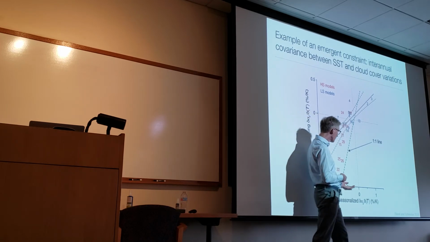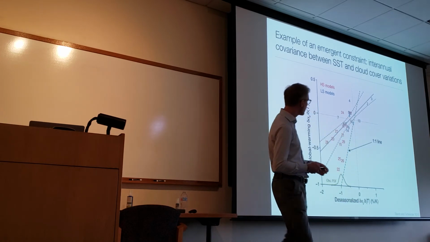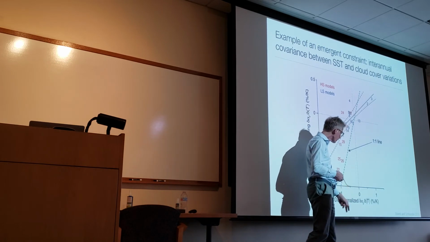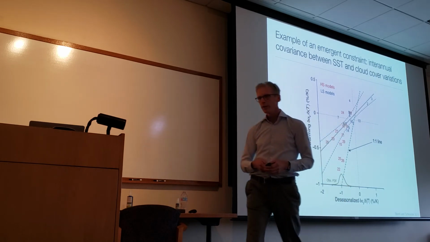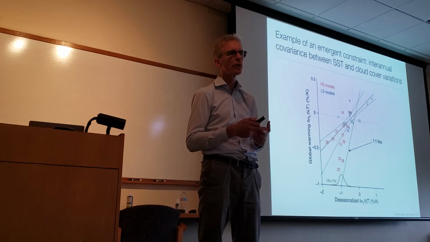But now you can just use this covariance directly as a term in the objective function, minimize the mismatch between observations and what the models do, and hopefully get a model that simulates present climate better, but there's good reason to believe it will also have better predictive capabilities.